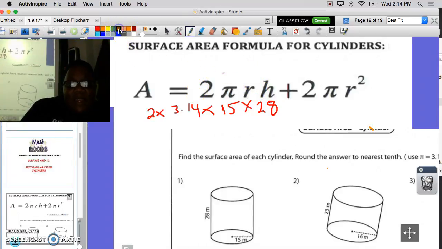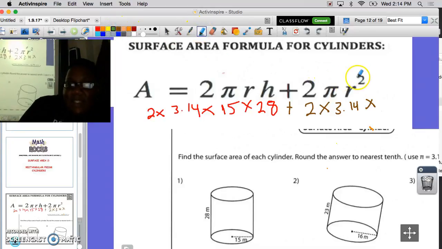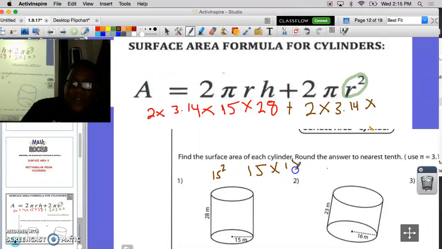Now, the second half of the equation, I'm going to add that with 2 times pi times, this is the part I think people get confused on the most. It says radius squared. So if I know the radius is 15, I'm going to square it first. This is not 15 times 2. It is 15 times 15. So, 15 times 15 is what should go here for the final part of your formula.